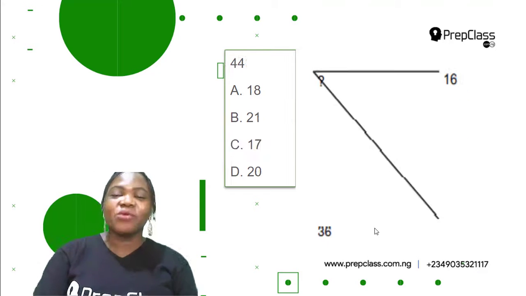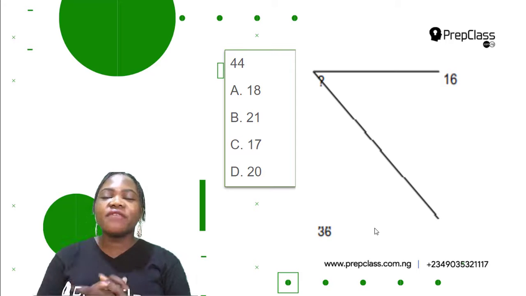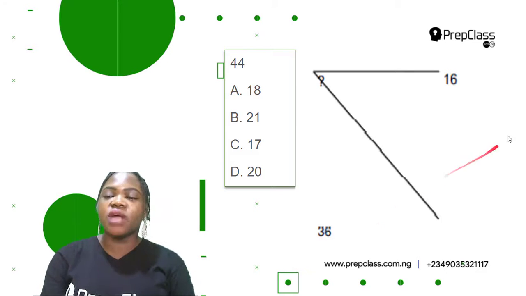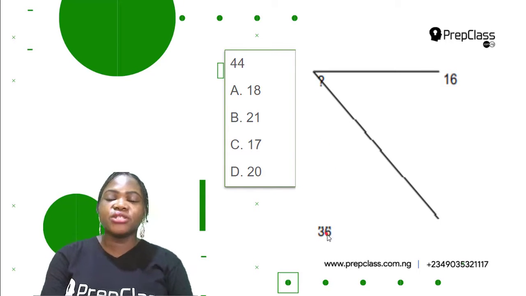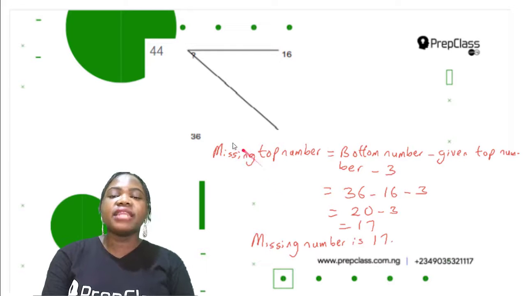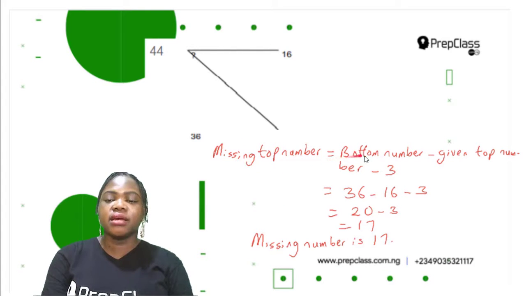Check. Question 44. So we are giving only one of the top numbers as 16. Then the second top number is missing. Then the bottom number is given as 36. So how do we do this? To find the missing top number, use this: bottom number minus given top number minus 3.